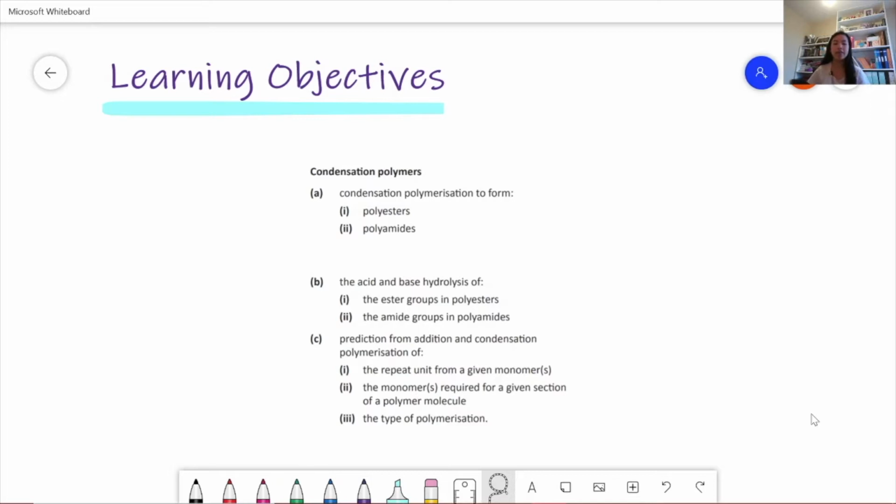So the first is to look at the condensation polymerization to form polyesters and polyamides, and then the acid and base hydrolysis of the ester groups in polyesters and the amide groups in polyamides. And then we're going to predict from addition and condensation polymerization of the repeat unit from a given monomer, the monomer required for a given section of a polymer molecule, and the type of polymerization.